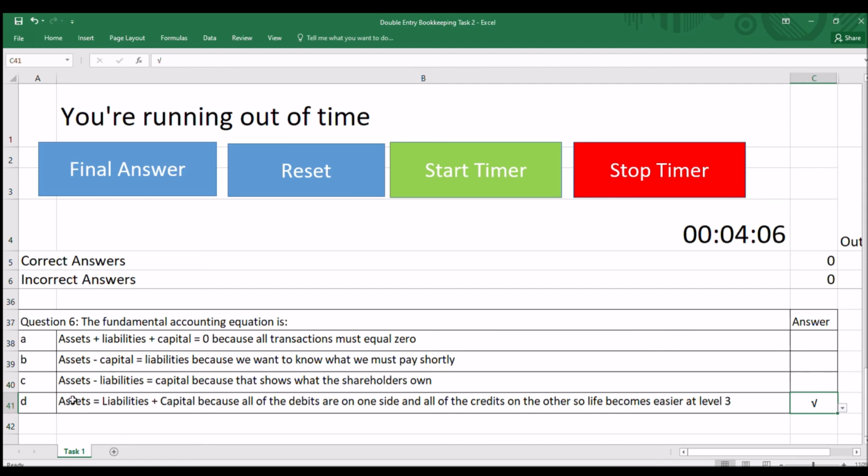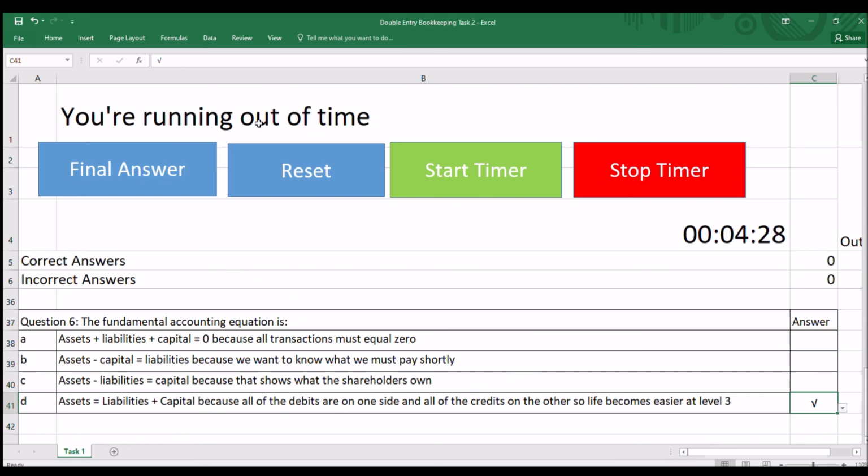Increases in assets is a debit, reductions in assets is a credit, increases in money out items is a credit, reductions is a debit, and it also has a nice lineup of the T accounts in there with debits and credits on either side. So that's the reason why at level 3 it will be far easier if you learn the accounting equation as being assets equals liabilities plus capital.